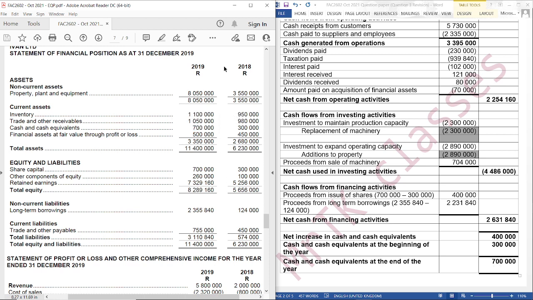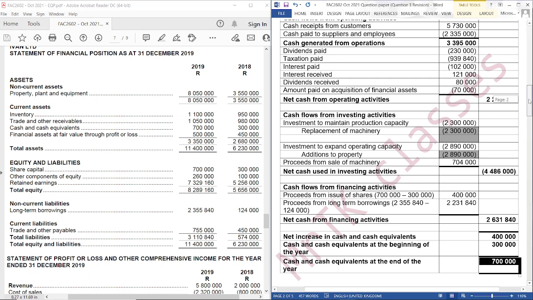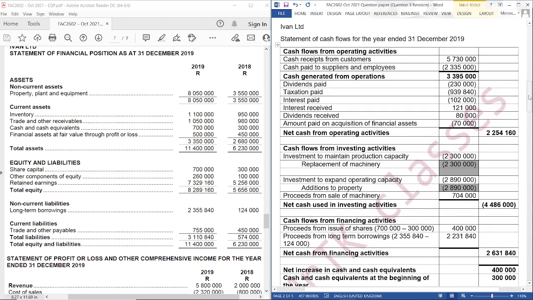So this is how we prepare our statement of cash flows in accordance to the direct method. Thank you so much. I'm out.